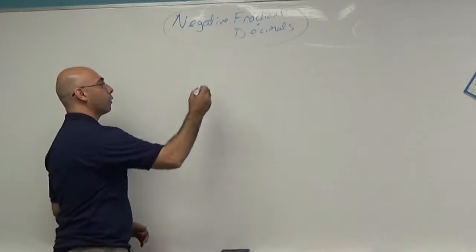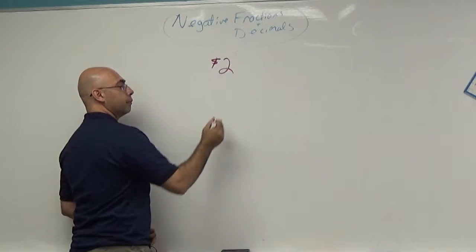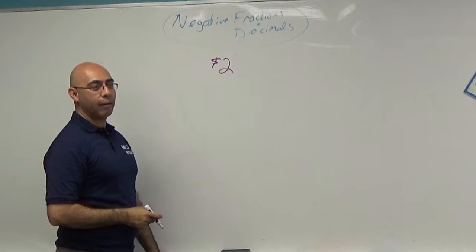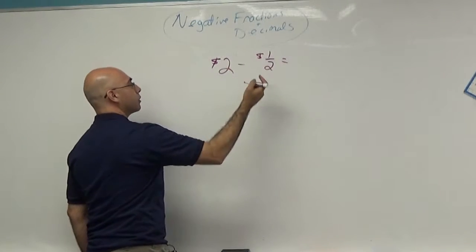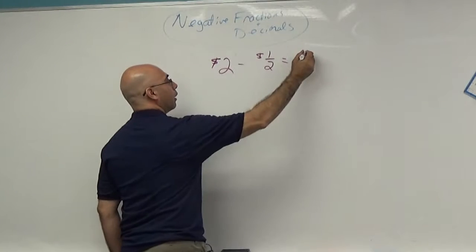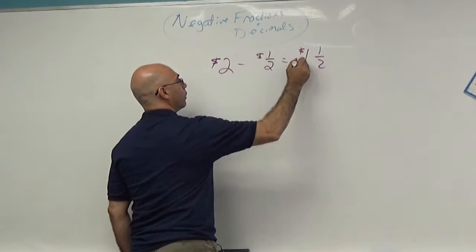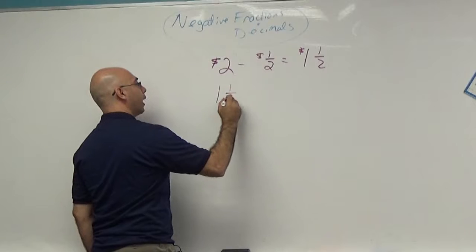Let's say you have $2 and you owe somebody half a dollar. So you take away half a dollar. What's $2 take away half a dollar? $1.50. Say you got that $1.50 now.